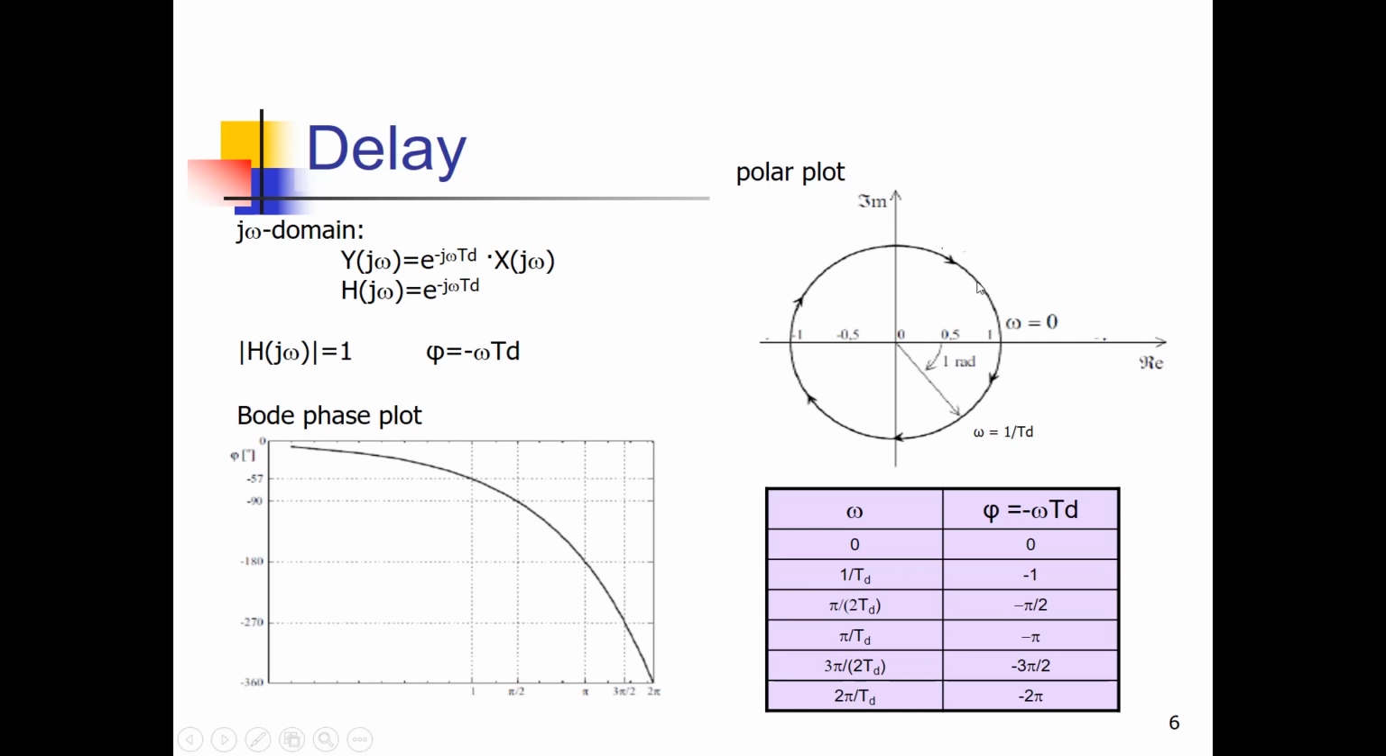So when you have a Nyquist plot which has this kind of behavior in it, you're certain you have a delay in your system. Well, that was all about basic systems.